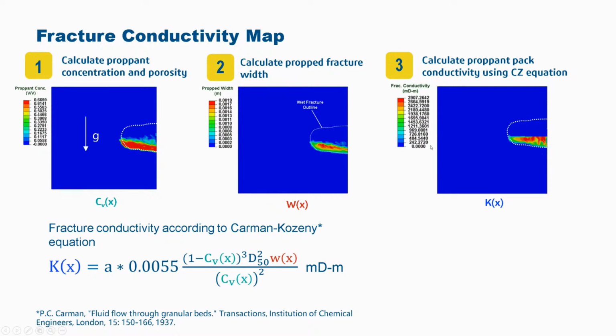And we can use that information to create a map of what we call proppant pack conductivity. This information tells you how easily the fluid can move inside the fracture. So that information is provided by the fracture conductivity map. And this fracture conductivity map is ultimately going to determine the connection between the injection and the production well.